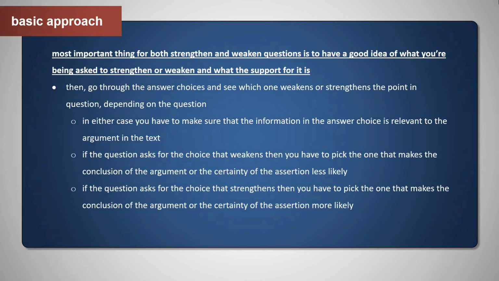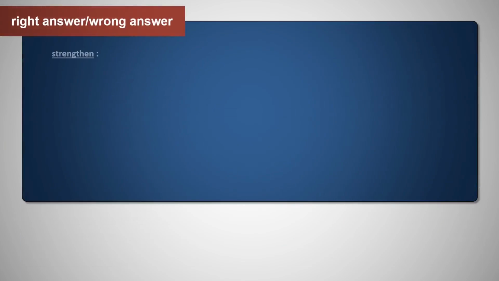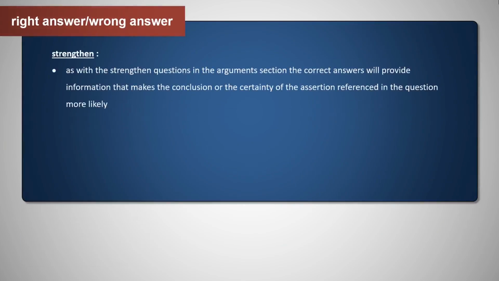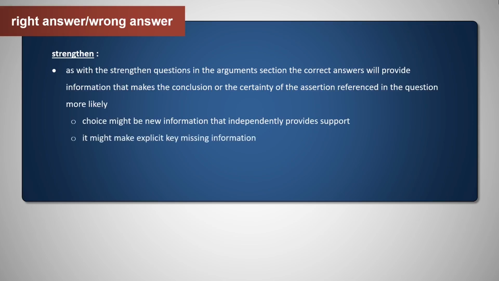Now, in terms of right answer and wrong answer, for the strengthen questions, as with the strengthen questions in the argument section, the correct answers will provide information that makes the conclusion or the certainty of the assertion referenced in the question more likely. So, a choice might be new information that independently provides support. It might make explicit key missing information. And it might make less likely something that would weaken the conclusion or assertion.